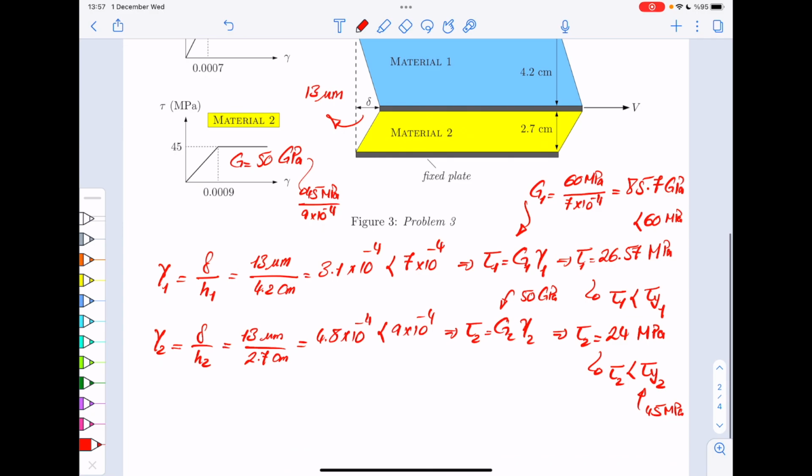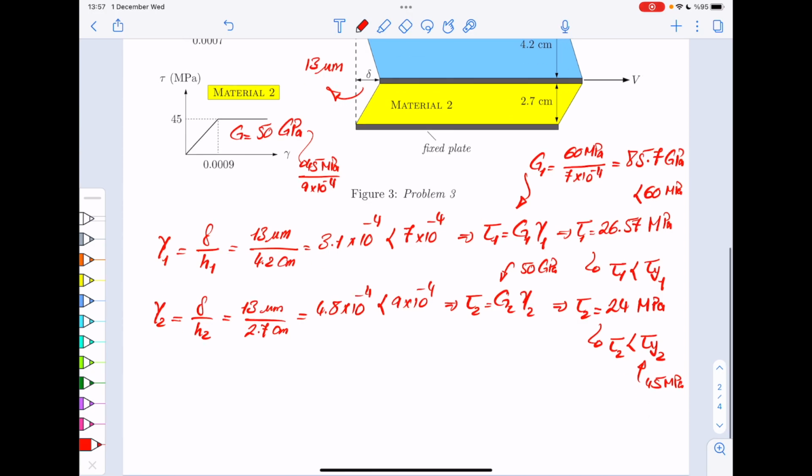Okay, so now because everything is elastic, these solutions are acceptable as the shear in the member. So all you have to do is to calculate V for this delta. Now V is basically a stress times area, right? And the stress is tau 1 plus tau 2. So it's tau 1 plus tau 2 times area.